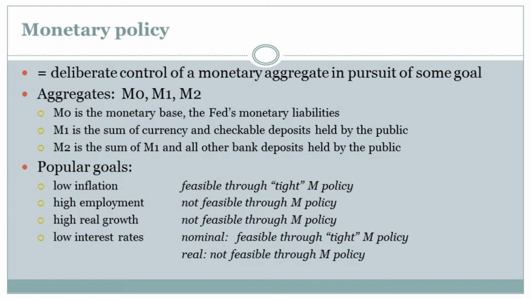By a monetary aggregate, I mean some quantity of money. And there are at least three important aggregates. M0 is the monetary base. That's the one the Fed directly controls. That's on their balance sheet. That's the Fed's liabilities. And there are two forms: currency held by the public and reserves held by banks.